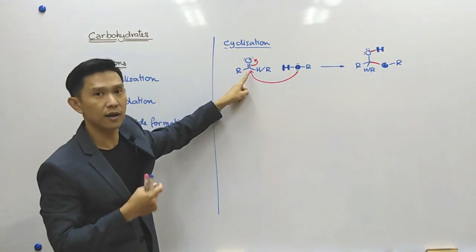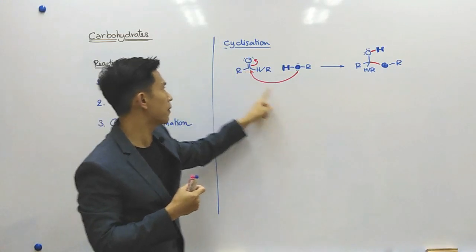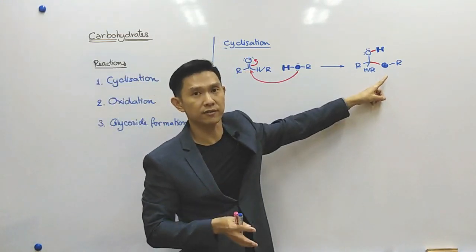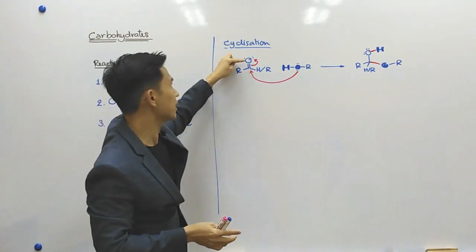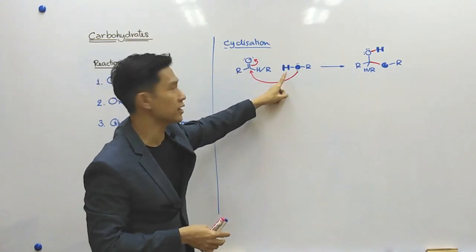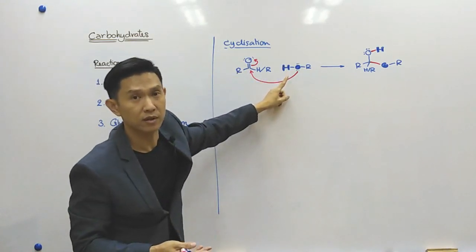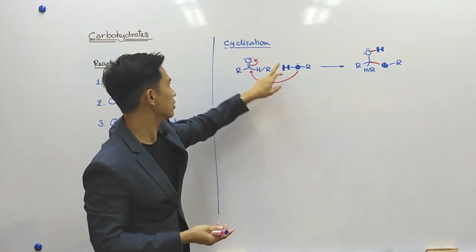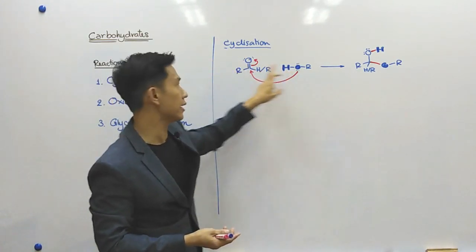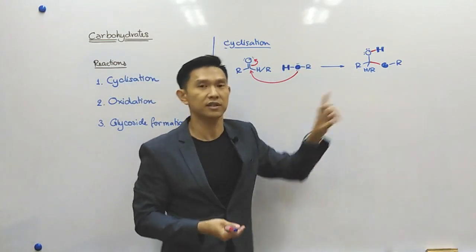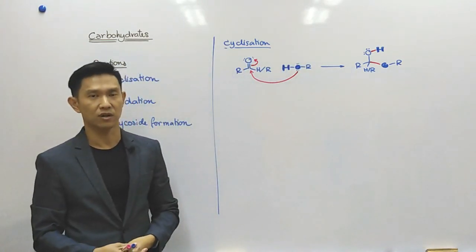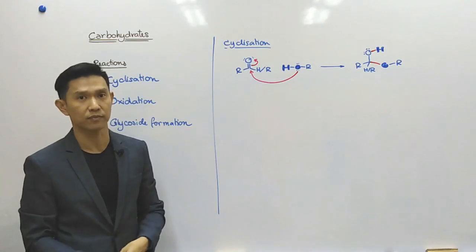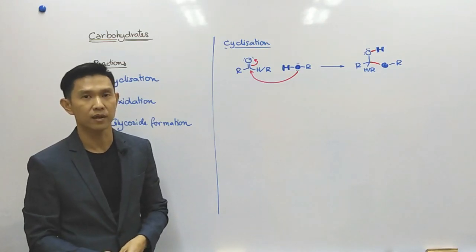C, which is positive, will bind with the O, which is slightly negative. And the O with negative charge will bind with H, which is positive, right? So you can just add H and O into the double bond, and end up with this. This is called addition to the aldehyde or the ketone by the alcohol.